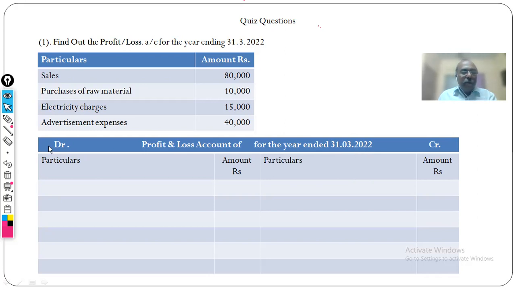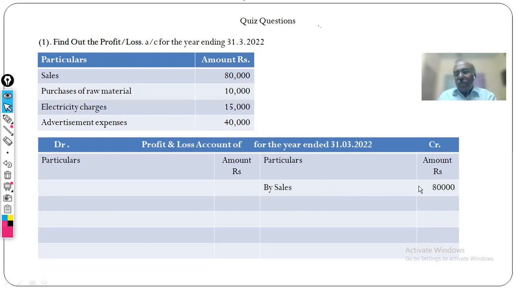Then on either side we need to put debit and credit, to mention that this side is debit and this side is credit. This is also a formality. Then here we have sales 80,000 rupees. This is income for the company. That is, we earned 80,000 rupees by way of selling goods. So this is income, and we are putting it here.